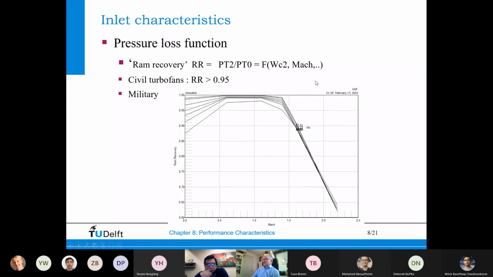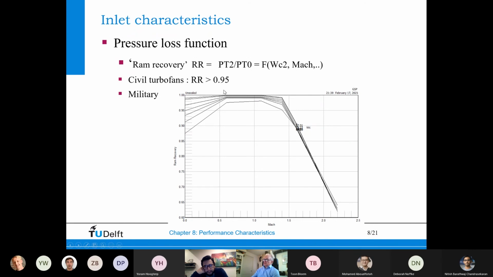For civil turbofans, the ram recovery, which is basically 1 minus the loss, so it's basically the efficiency of the inlet, is at least 95%. But for military engines, where you want to fly much faster, it is different. They are also optimized for high velocity. So this is, for example, the F-16 inlet that you see here. And it has its maximum inlet efficiency at about Mach 0.8, and that is the design point.